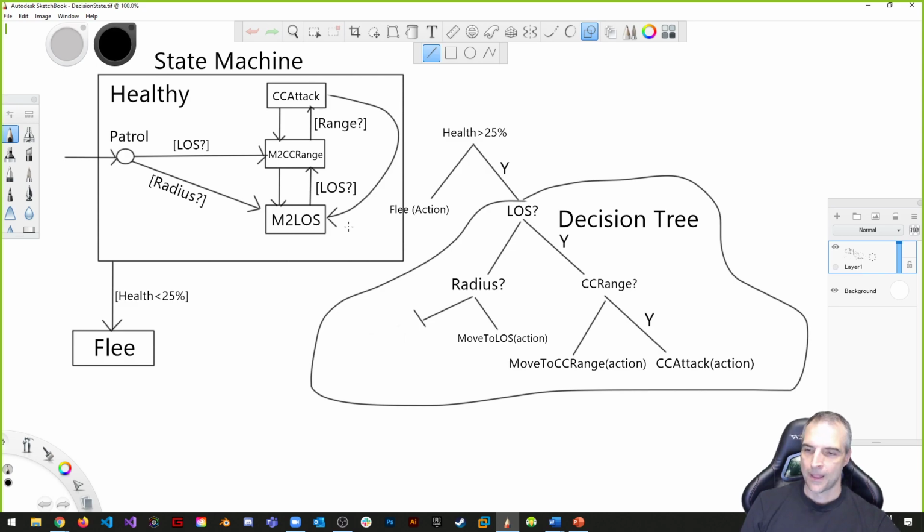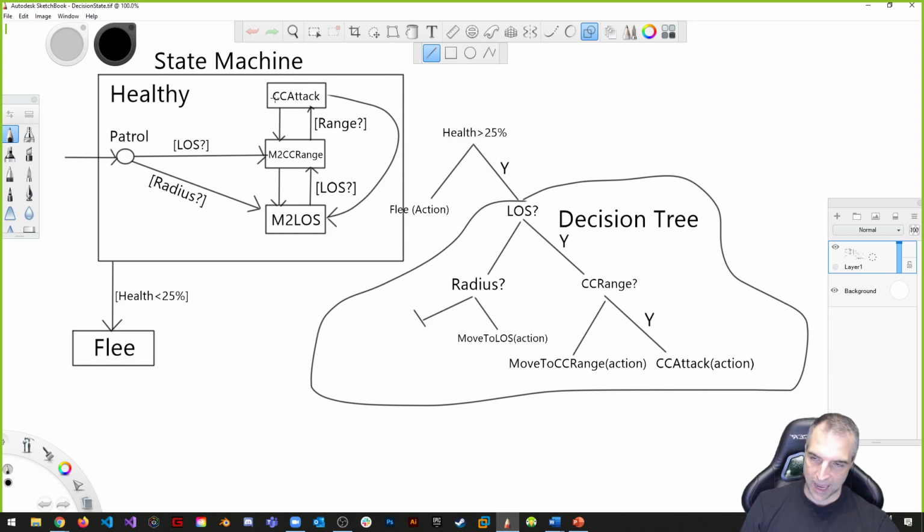Okay. Move to line of sight and attack, is that possible from here to there? Can I attack from line of sight? It depends, but I have to check to see if I'm in combat range before I can attack. So there is no direct line to go to attack. First I've got to check to see if I'm in range. All right, so I must go through this line in order for me to attack.